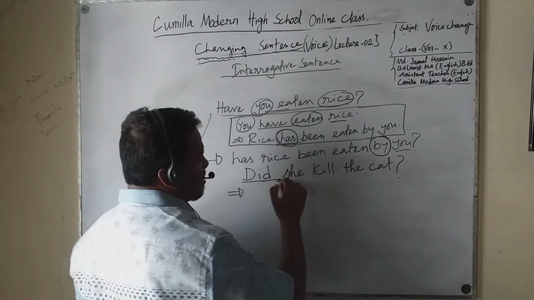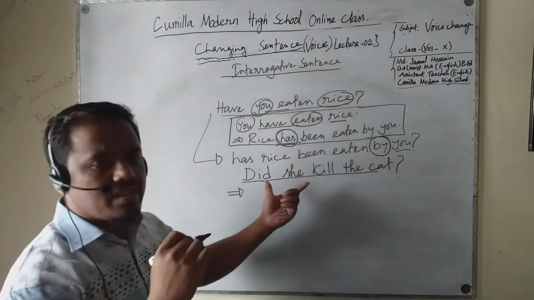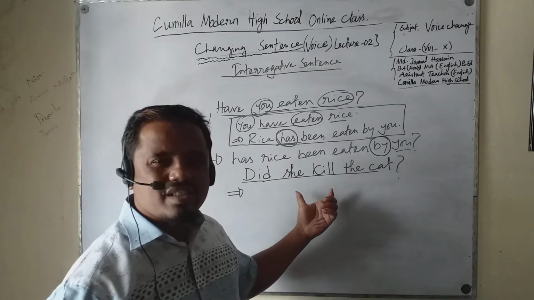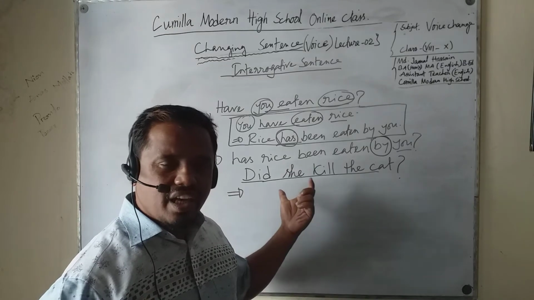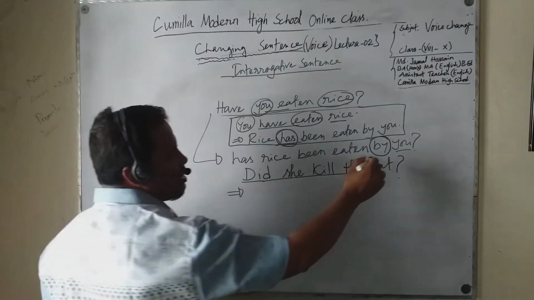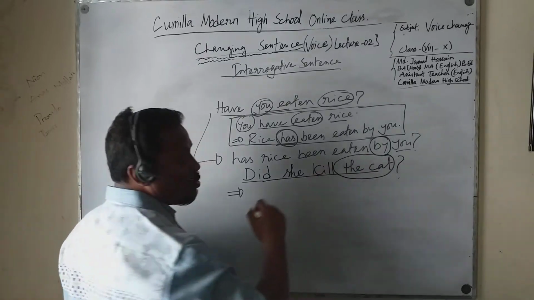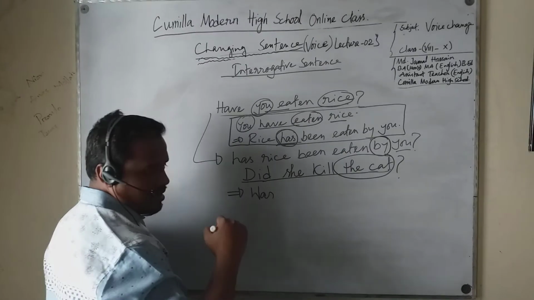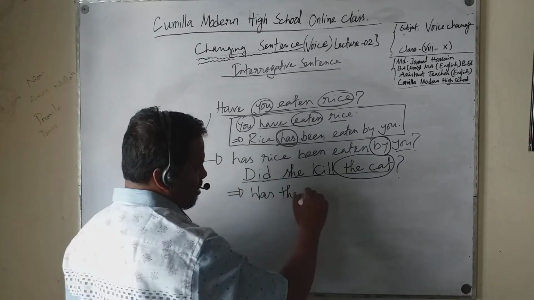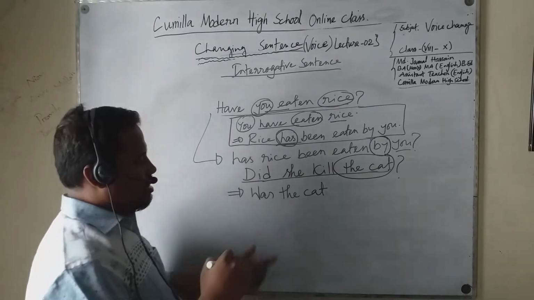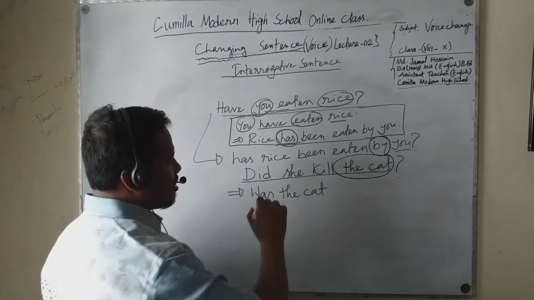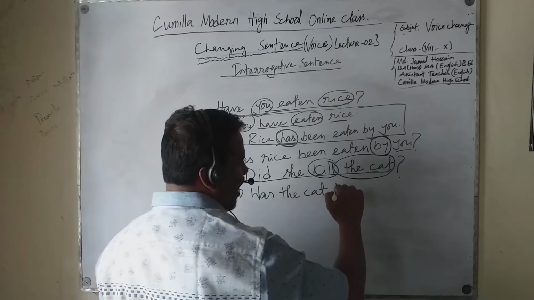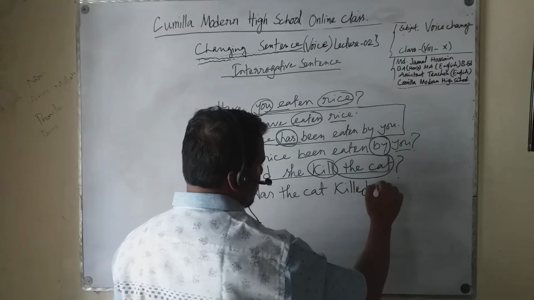Did, this sentence begins with did, so it's a simple past tense, and in this tense we use was and were as a be verb in case of passive voice. So the cat is the object here, it will be the subject, and you have to use was. Was the cat, and the main verb is kill. Was the cat killed by her?